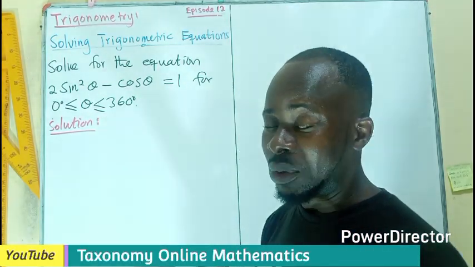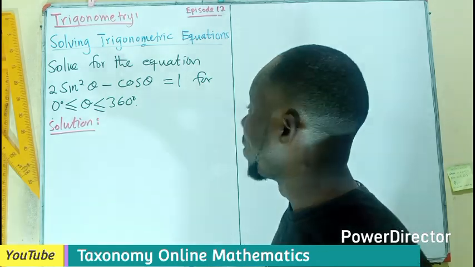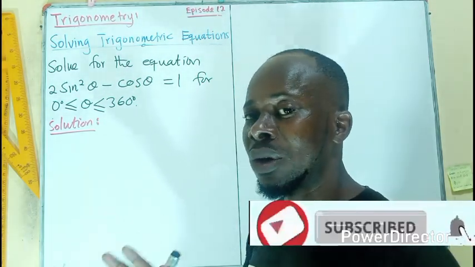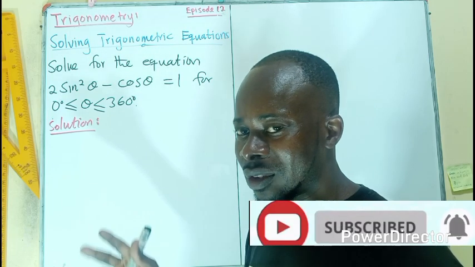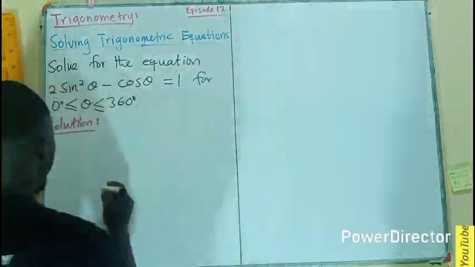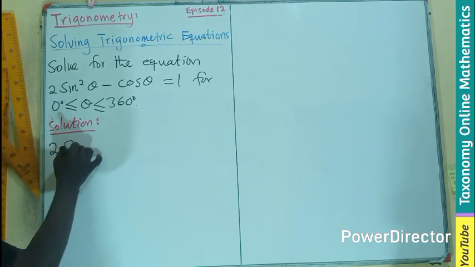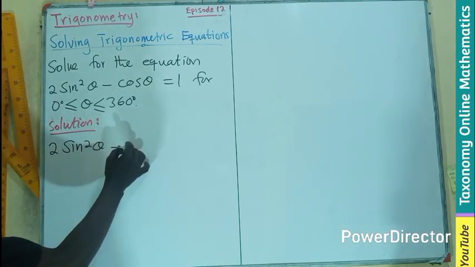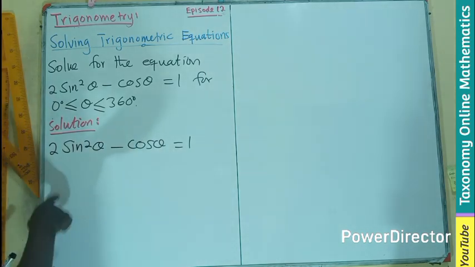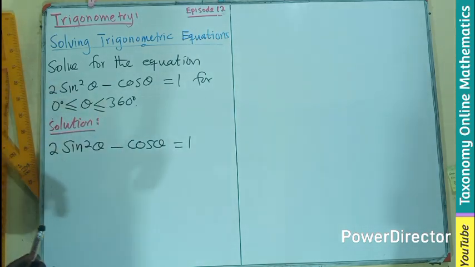We are still on the tutorial on trigonometry. This happens to be episode number 12 on solving trigonometric equations. There are various types of equations we are dealing with. This is another one: 2 sine square theta minus cos theta equals 1, for the range from 0 to 360.